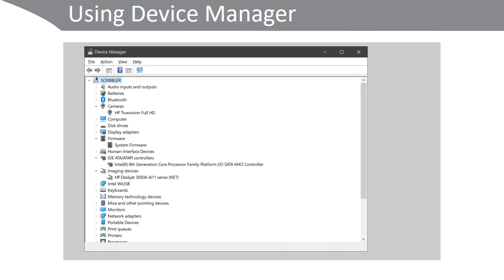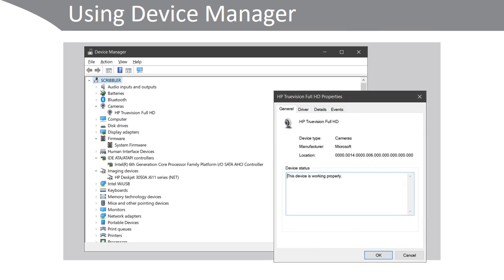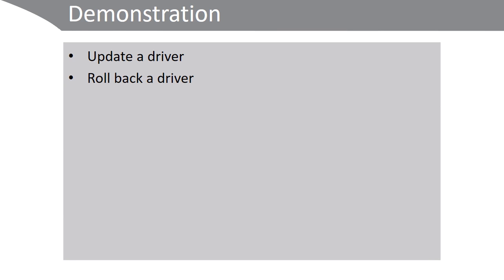Device Manager is a graphical user interface. You can access this by right-clicking Start and choosing Device Manager. It's also available under Computer Management. A list of all the devices is displayed. If you right-click a particular device driver and then click Properties, you'll see this dialog. You can then click the General, Driver, Details or Events tab, depending upon the particular driver. This driver, HP TrueVision, is working correctly. Let's take a look at how to update a device driver and then how to roll back a driver.